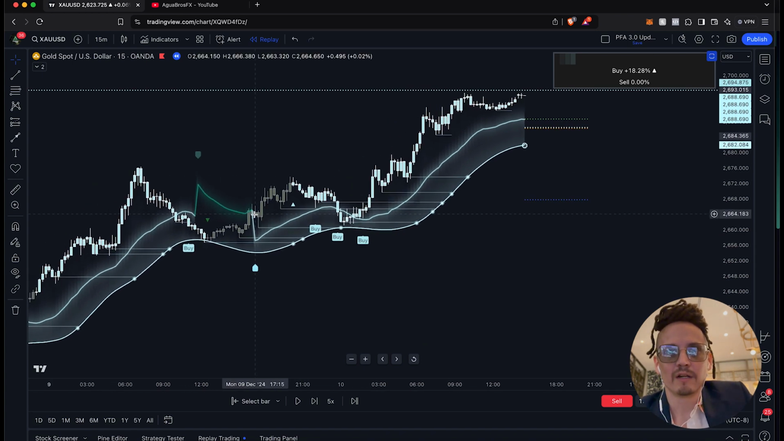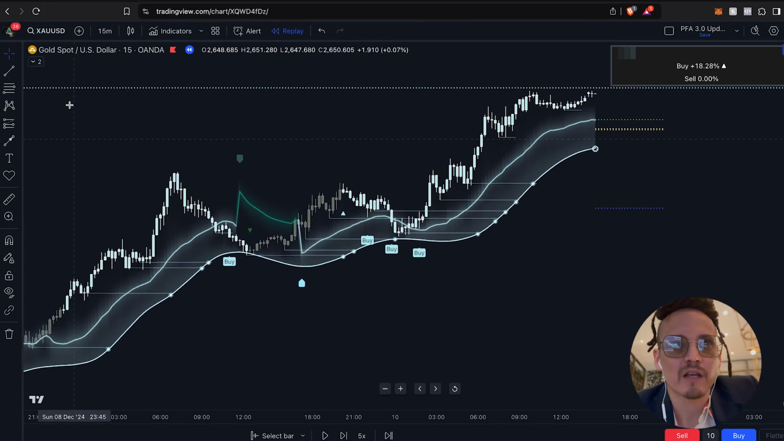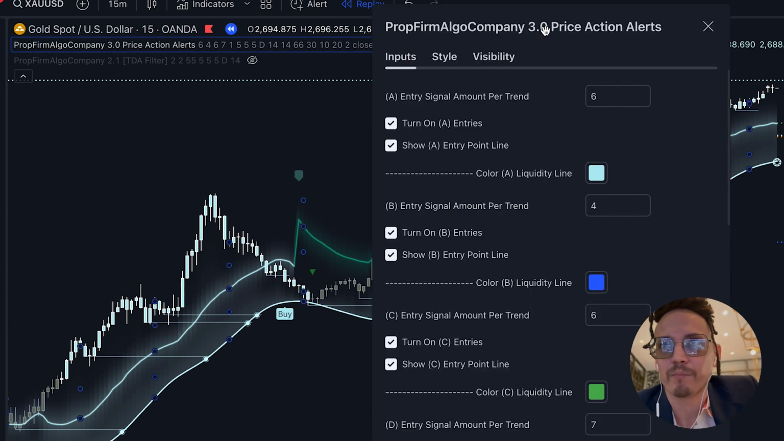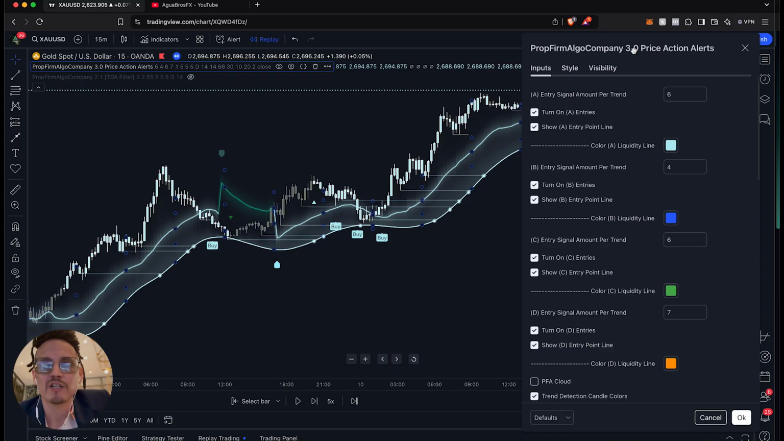All right, so now let's go over the settings and all the options you have available to you as a lifetime member within Prop Firm Algo. The strategy between the 2.1 version and the 3.0 version is the exact same. Here, you just have the ranging detection features, and then you have the ability to control the amount of entries per retest per each individual entry point. So here we have A, B, C, and D, which we could control individually.